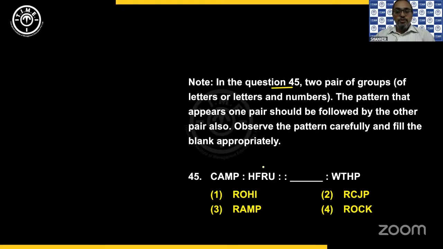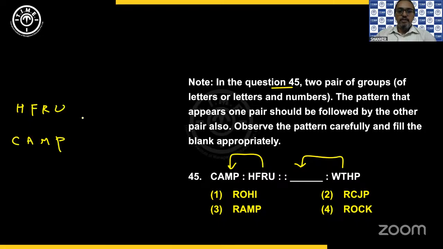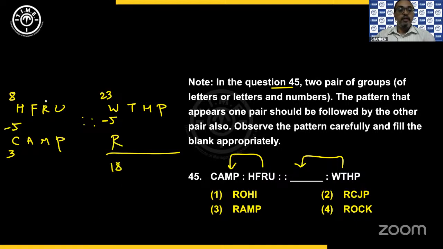Now, I need to find a logic like this because the blank is given in the third position. So we have H, F, R, U is C, A, M, P. Similarly, W, T, H, P is blank. So again, work on it parallelly. 8 and 3, so this is -5. So 23 minus 5 gives you 18, which is R. Then 6 and 1, again it is -5. So 20 minus 5 is 15. That's an O.